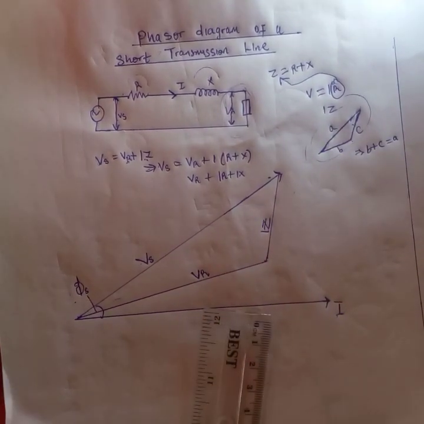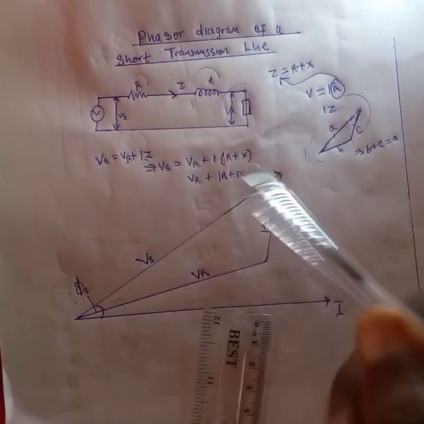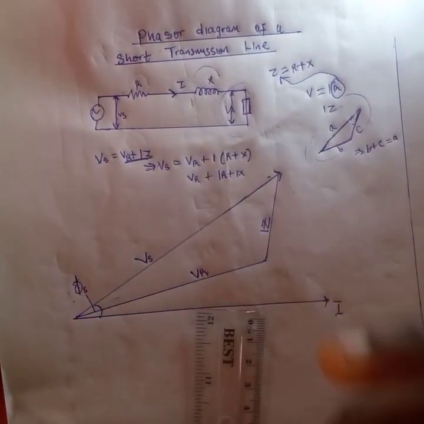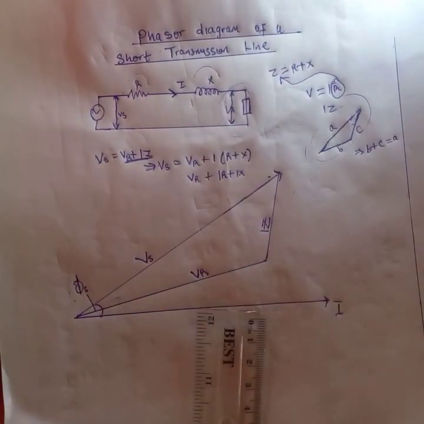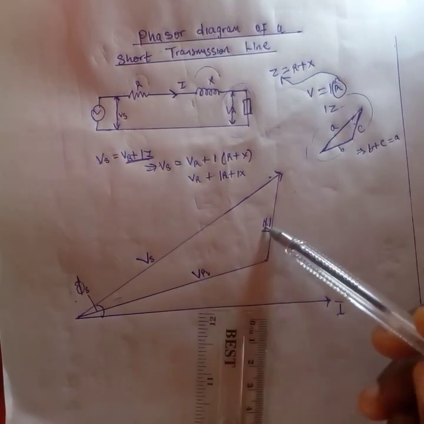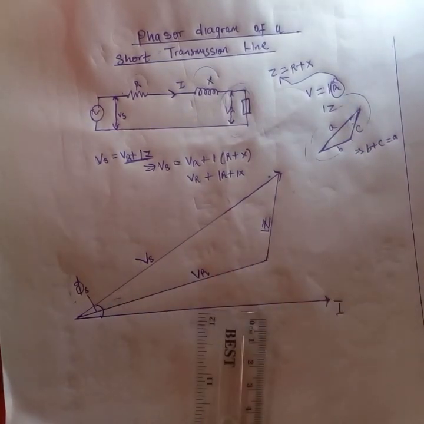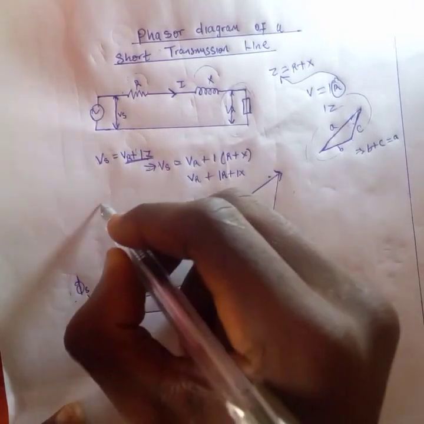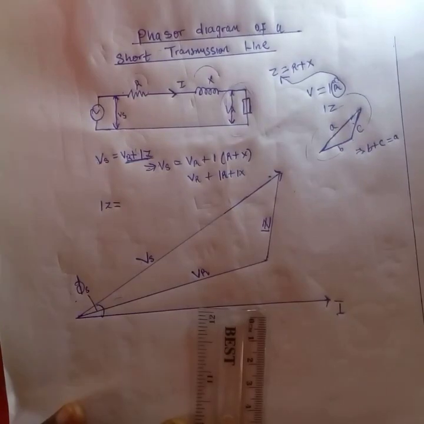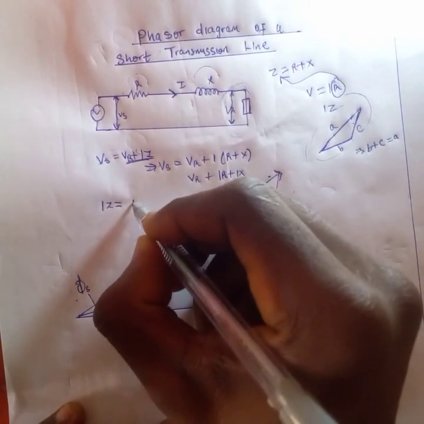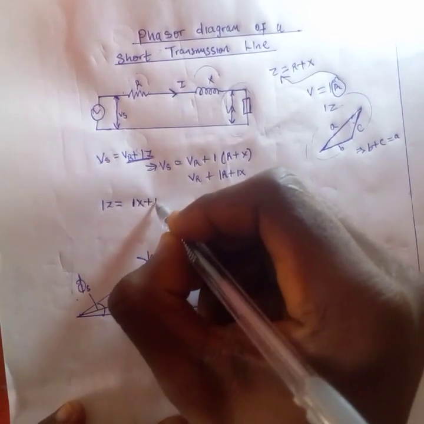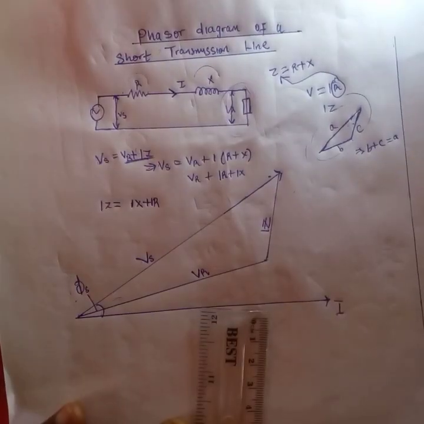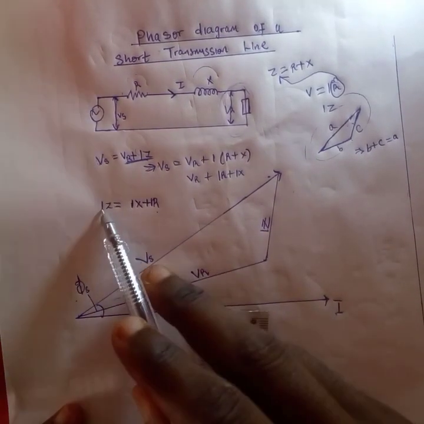Now, it means that we just fulfill this equation. Since AC current is a vector representation, we are presenting the vector. So VR plus IZ is equal to VX. Now recall that this same IZ component is equal to IX plus IR. So it means that IX and IR is equal to IZ.